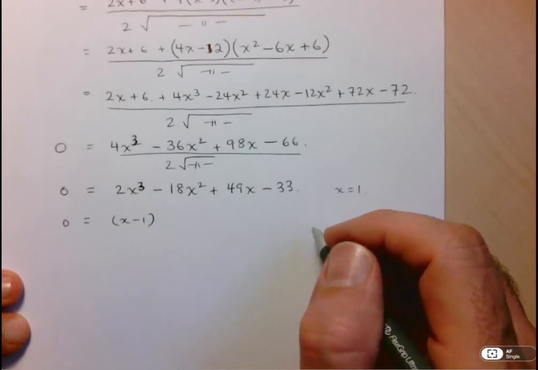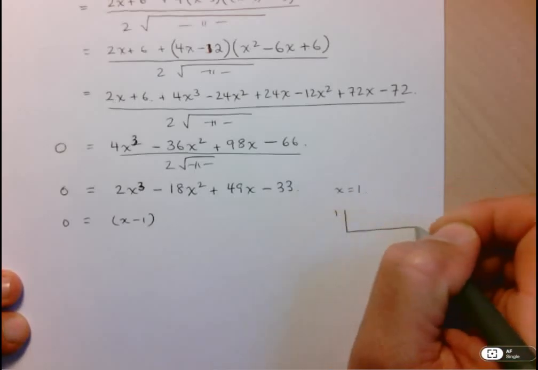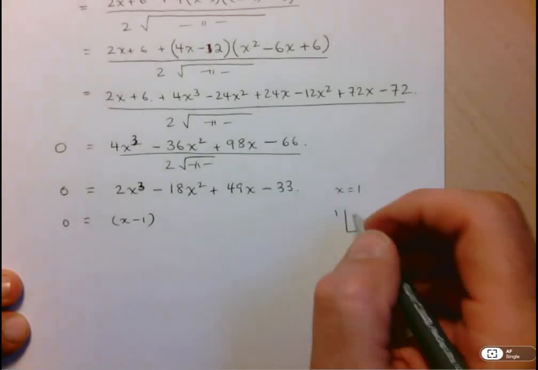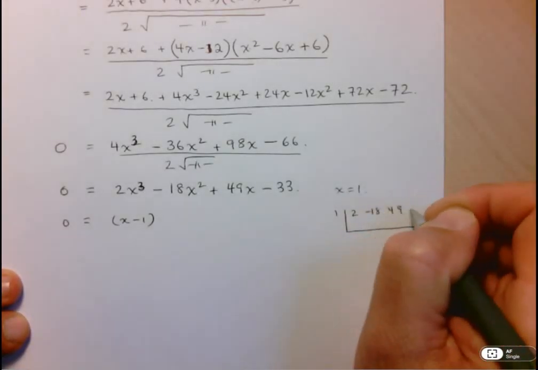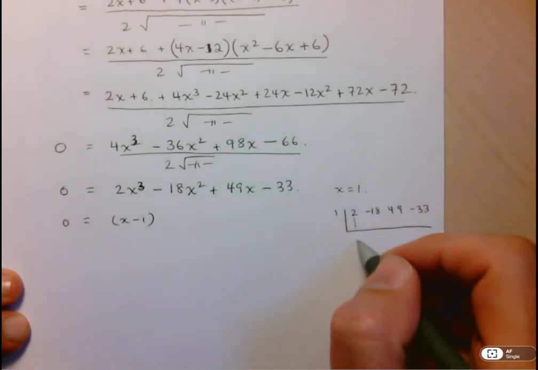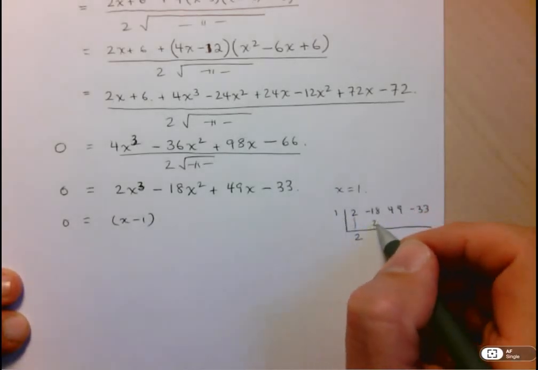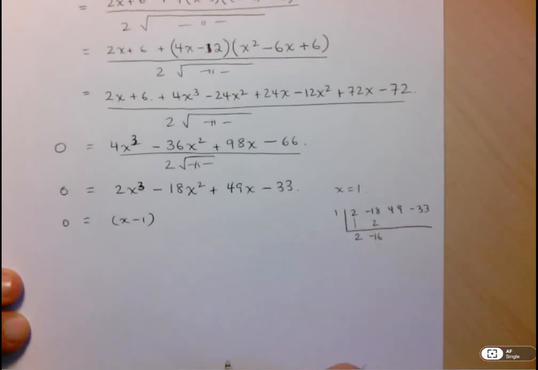Synthetic division to find the quadratic factor. So here, 1. Okay, so good practice on synthetic division. So 2, negative 18, 49, negative 33. Okay, so here 2 comes down. 1 times 2 is 2. So negative 18 plus 2 is negative 16.